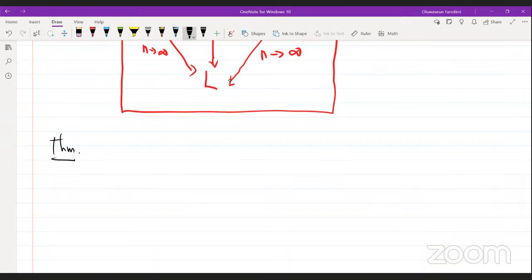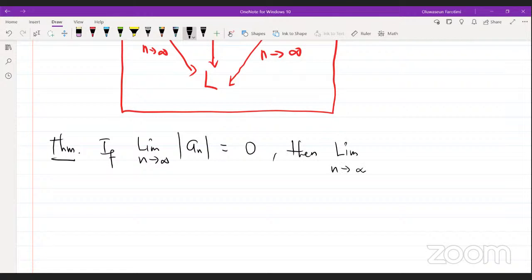Now, if the limit as n goes large of the absolute value of a sequence is 0, then the limit as n goes large of the sequence itself gives me 0. These sorts of theorems are applicable for alternating sequences, because you need the absolute value to capture the negative part and take it out for you. That means that if the limit of the absolute value of a sequence is 0, the limit of that sequence itself is 0.